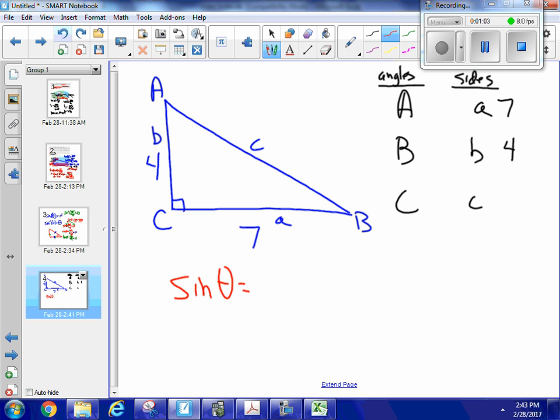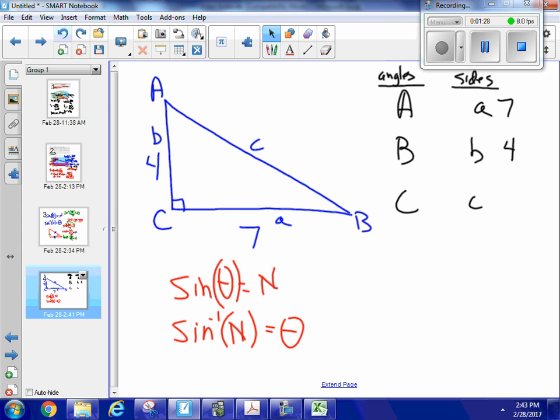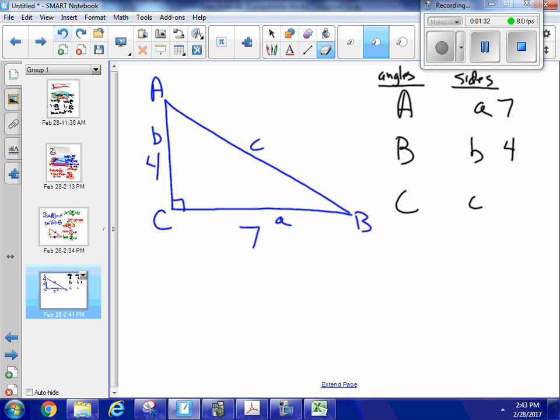Sine theta gives us a number. The argument is an angle. The number is the answer. The number being the ratio of two sides of a triangle. Inverse sine has a number as an argument, the ratio of the two sides, and that's going to give us an angle as the answer. So how can we use that in this particular instance to get at least one of these angles? If I get one of the angles, the other one's easy to get.